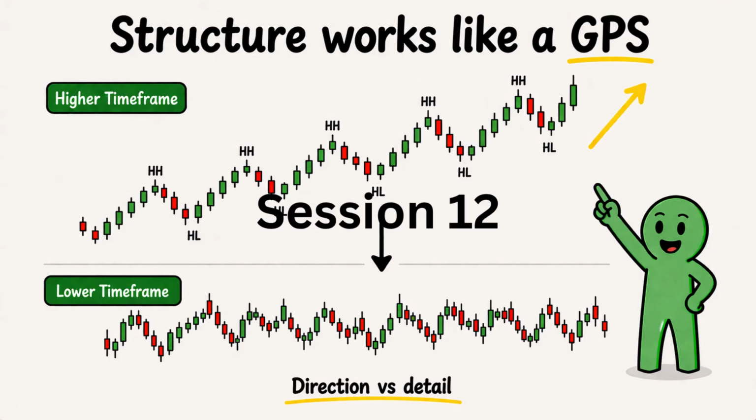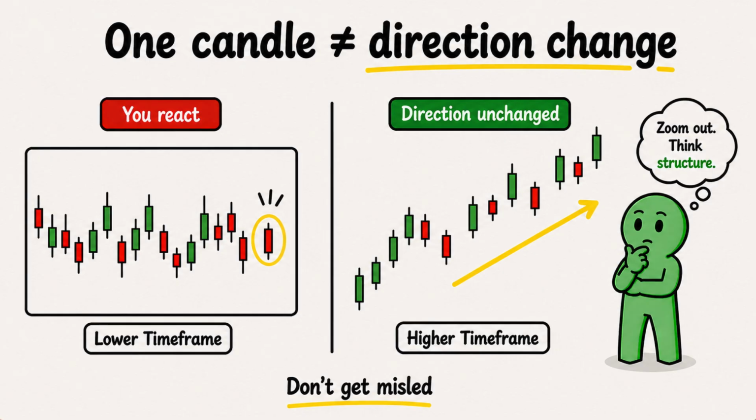Now let's go one level deeper. This is where many traders get lost. There's a bigger structure and smaller movements inside it. Think of it like a GPS. The higher time frame is your direction. The lower time frame is just the road detail. You don't make a U-turn just because you hit one red light. And you don't change your entire bias because of one red candle.